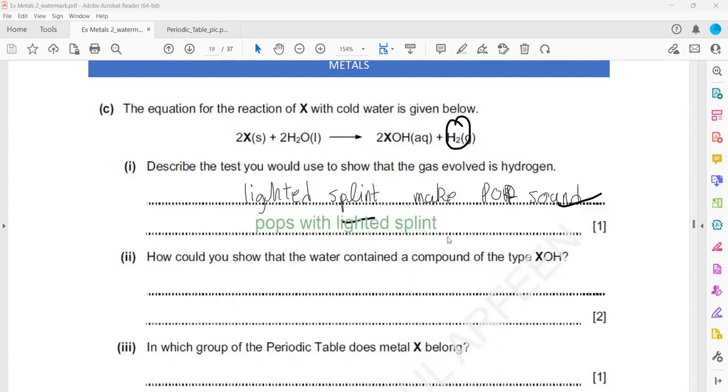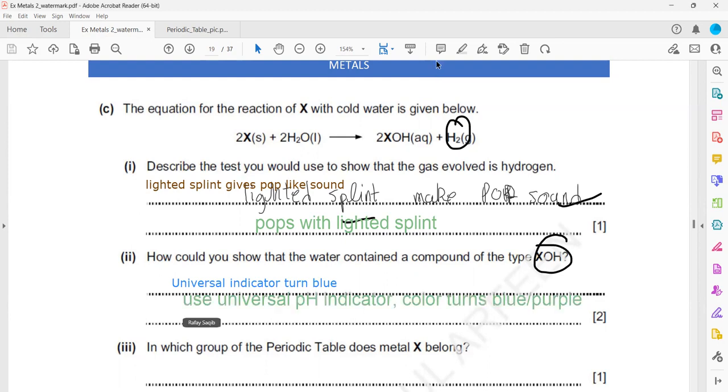How could you show that the water contains a compound of type XOH, that it's an alkali? It's 2 marks. Add universal indicator, and it will change to blue. One mark is for adding universal indicator. Or you can mention measure the pH. Because it's a group 1 hydroxide, it will likely be a more alkaline solution, so pH 10, pH 12, you can mention.